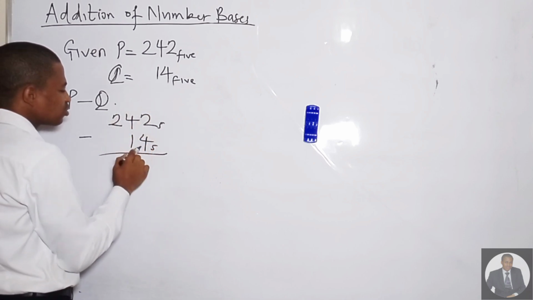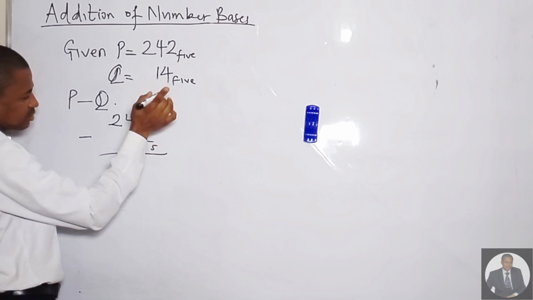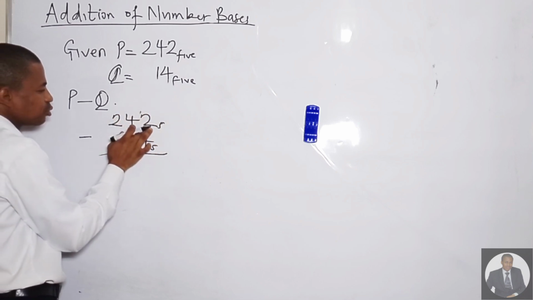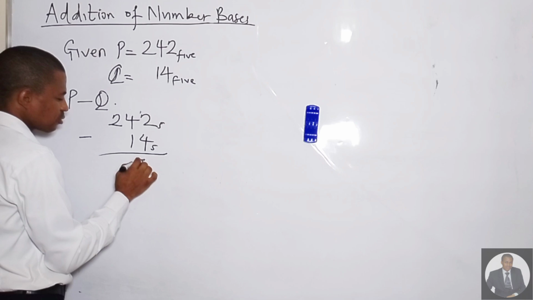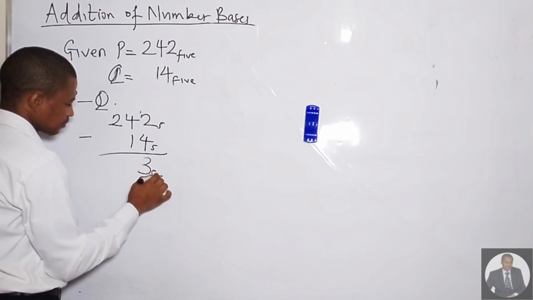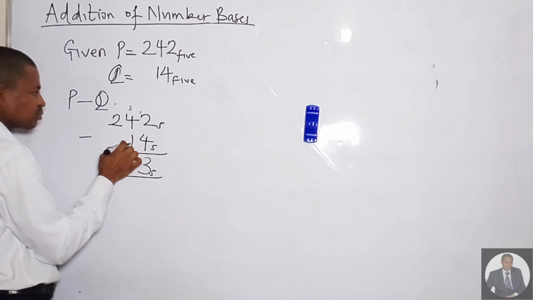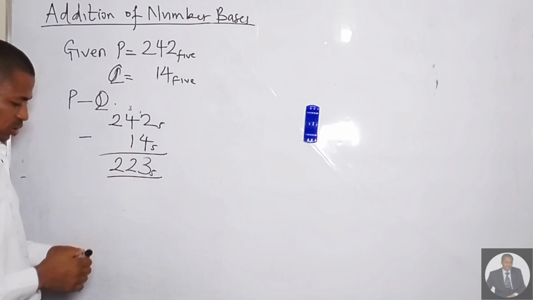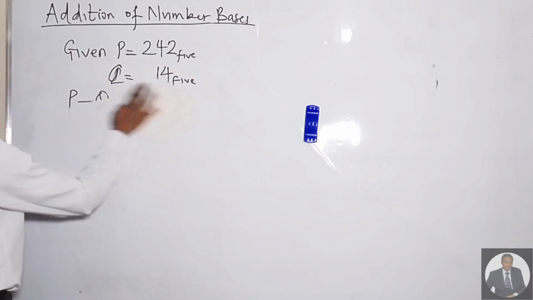So we say 2 minus 4 is impossible. So we carry 1 from here to here. That one we are carrying will now be 5 instead of 10 that it used to be in base 10. So it will be 5 plus 2, 7. So 7 minus 4, 3. This will remain 3. Then 3 minus 1, 2, and then we write 2. So our answer will be 2, 2, 3 base 5.